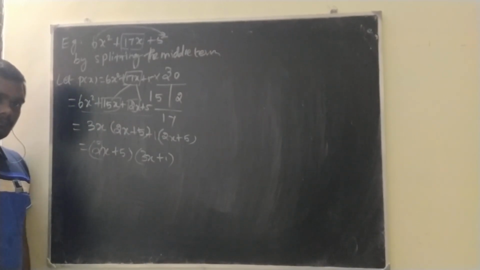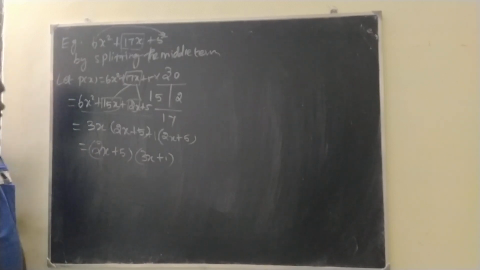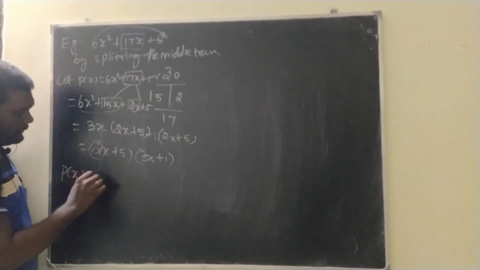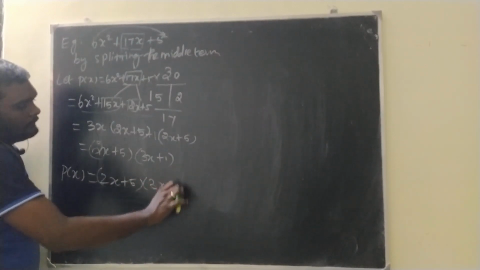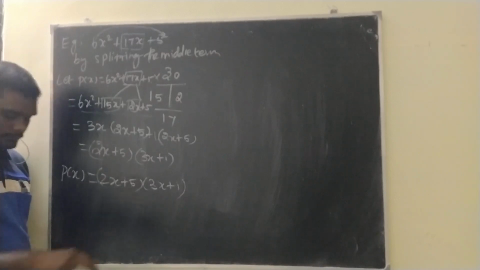Okay. Any doubts in this? So we should write p of x equals 2x plus 5, 3x plus 1. Okay.